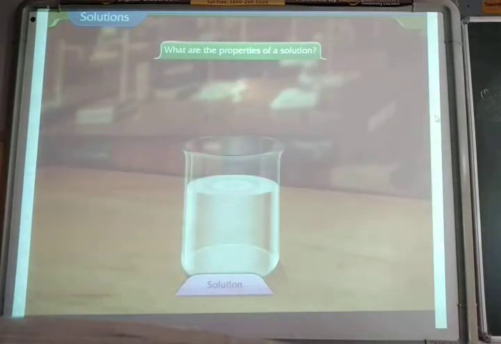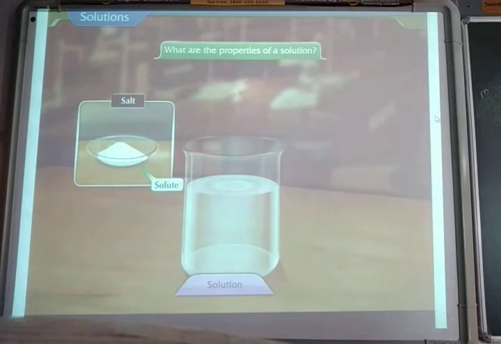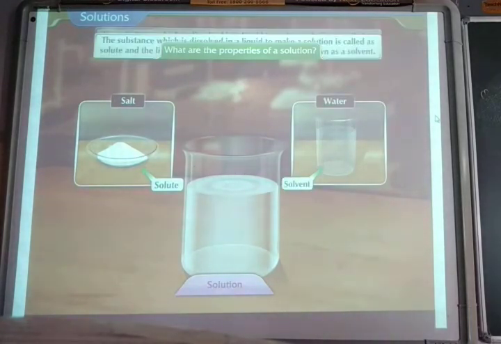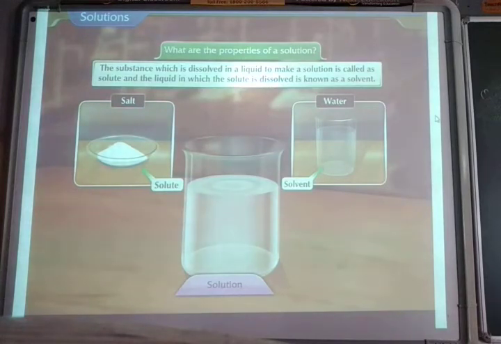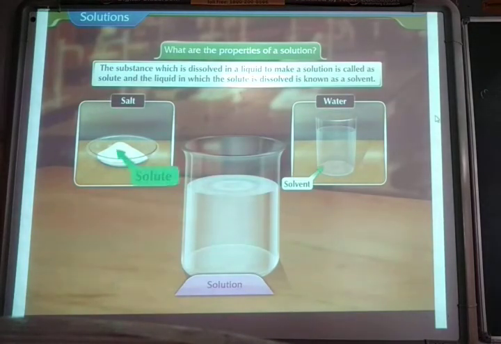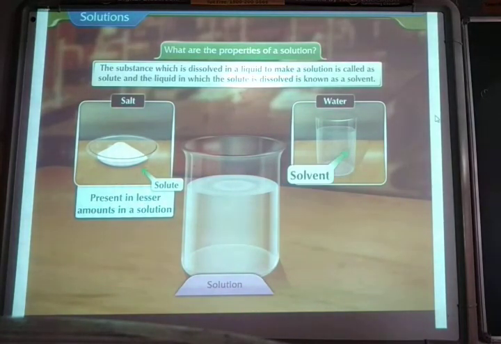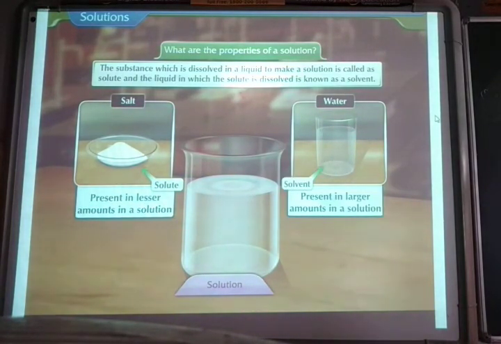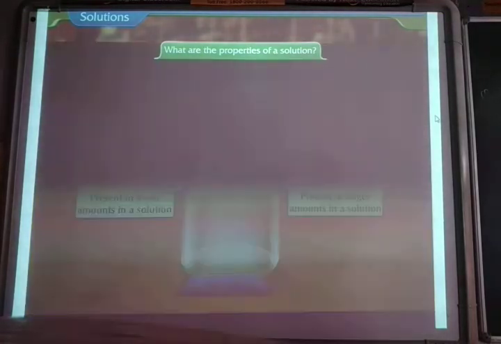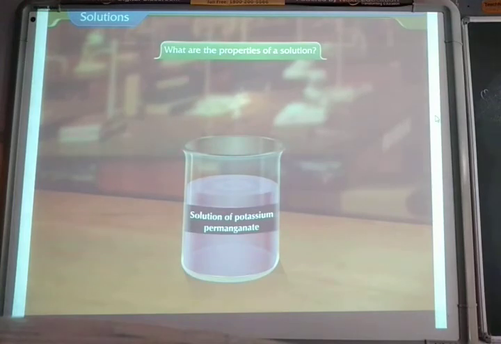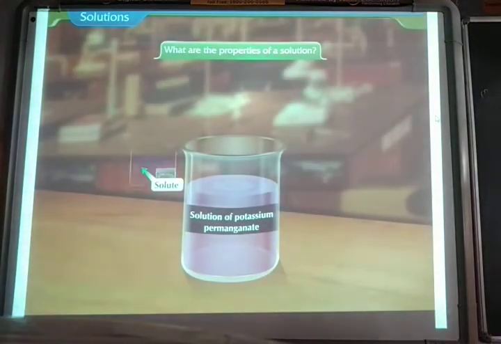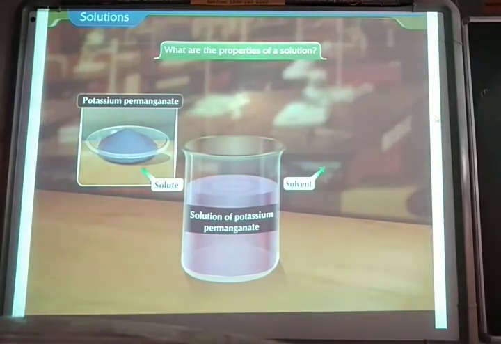A solution is made up of two components, a solute and a solvent. The substance which is dissolved in a liquid to make a solution is called the solute, and the liquid in which the solute is dissolved is known as the solvent. Usually, the solute is the substance that is present in lesser amounts in a solution, and the solvent is the substance present in larger amounts in a solution. In a solution of potassium permanganate, the solute is potassium permanganate and the solvent is water.